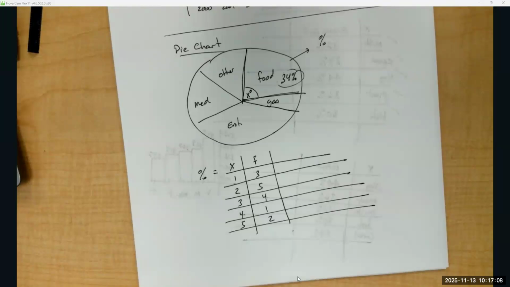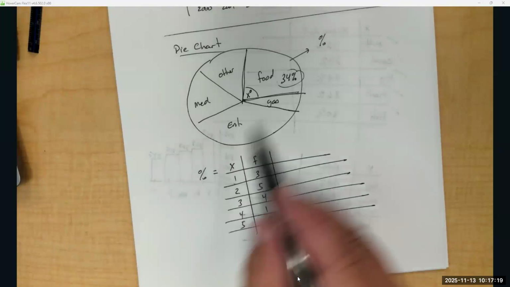So what is a percent? Because we have our data here. How do we go from this to determine a percent? Because we need to know the percent in order to find a degree.